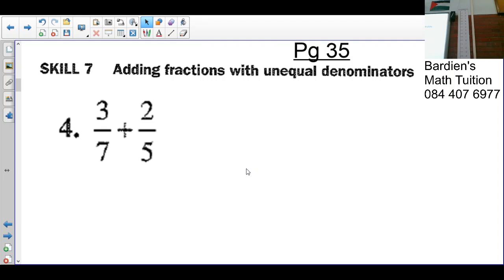Right, what's the LCM here? 35. You sing it along. Right, 35 is the LCM. Is right.